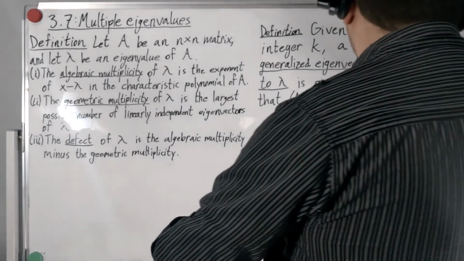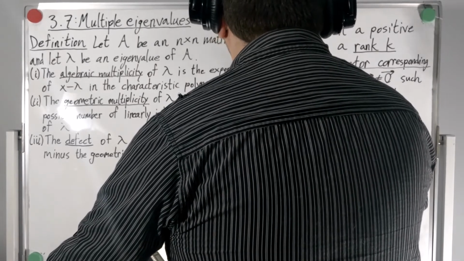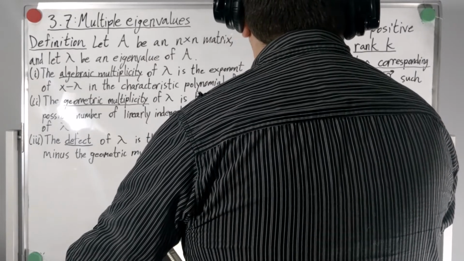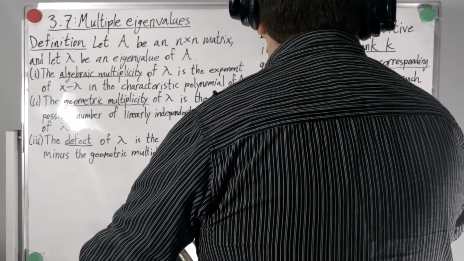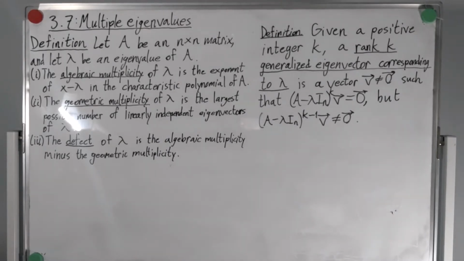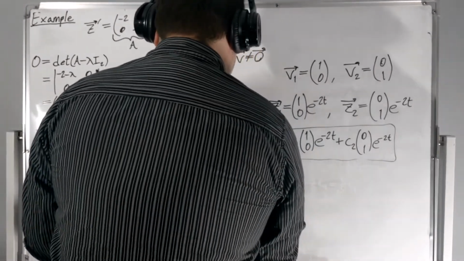Okay. But if you raise it to the k minus 1 and multiply it by v, you do not get the zero vector. This means that what we've been calling an eigenvector so far could be understood as a generalized eigenvector of rank 1. Okay, so let's see how this works to find us the general solution of a defective system.